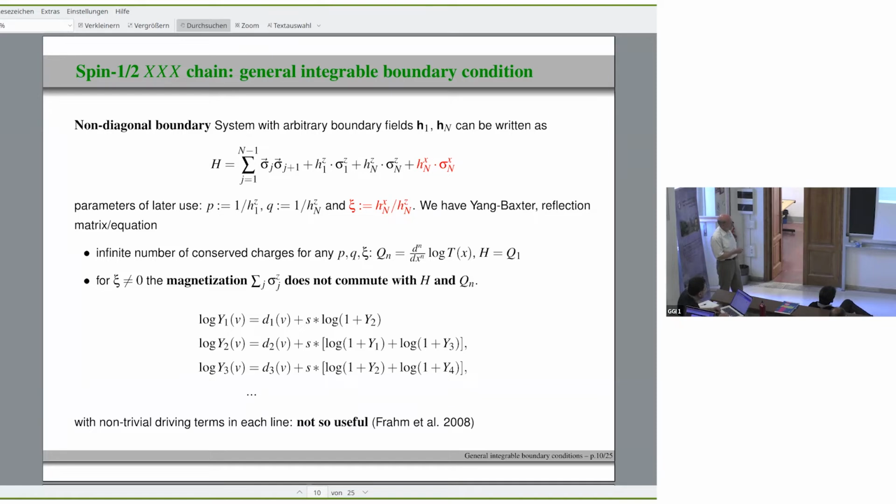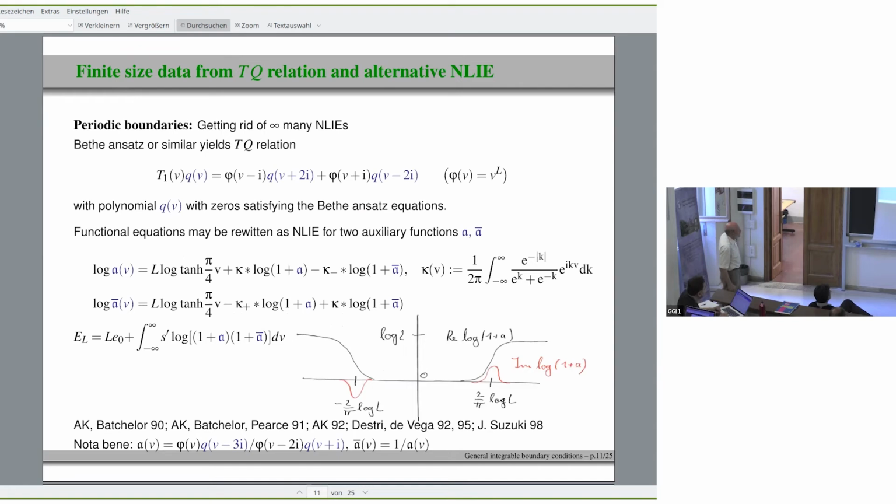They made some sense out of that, but in total, it's not so useful. What can we do in this situation? First of all, I want to get rid of the infinitely many auxiliary functions and the infinitely many integral equations. Let's chop it down to something finite. How to do that? We come back to the old TQ relation.